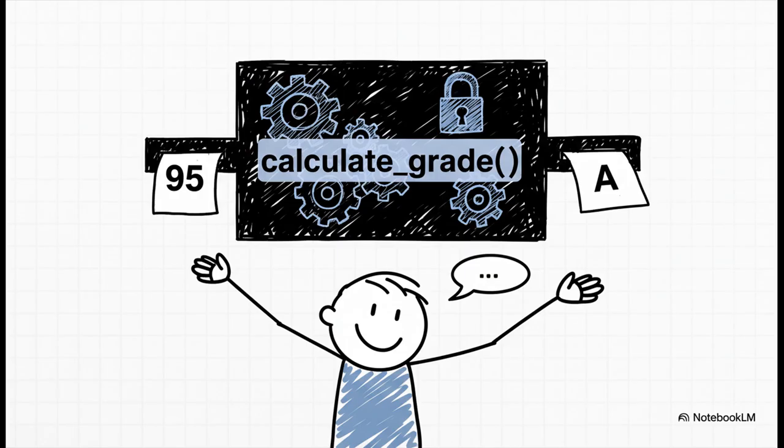And of course, this focus on readability makes abstraction in Python feel completely natural. You can define a function like calculate_grade and hide all the messy logic for how grades are actually determined inside it. Anyone using your function just needs to know one thing. Give it a score, get a grade back. The details are hidden. That's that clean architectural philosophy in practice.